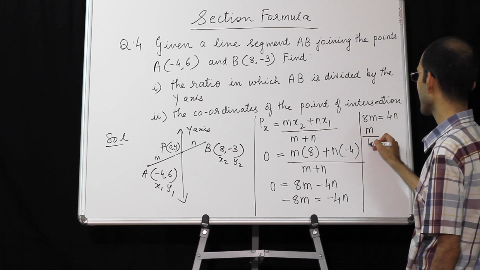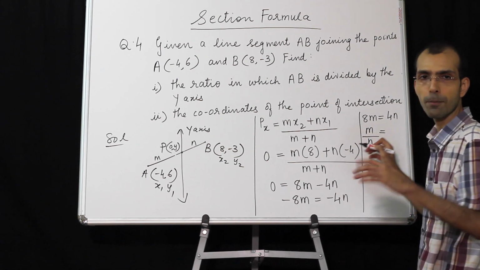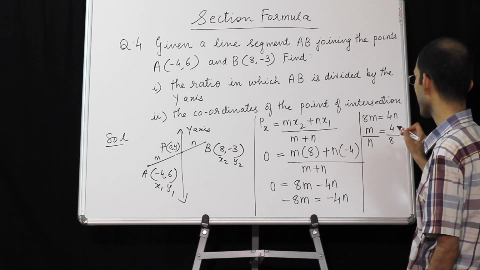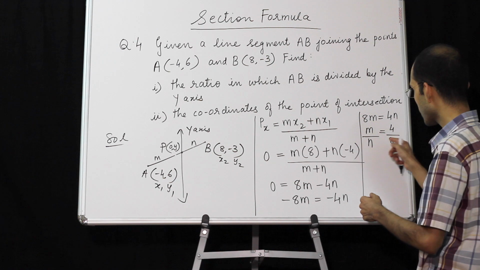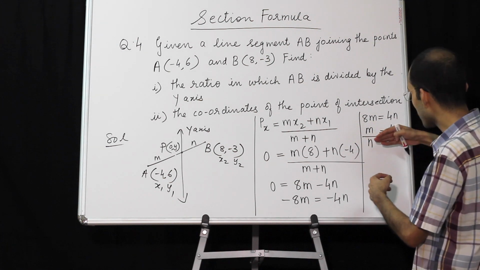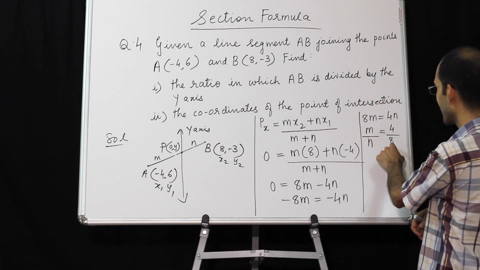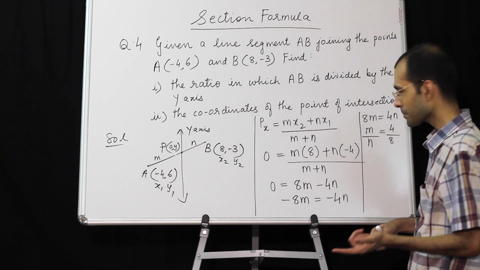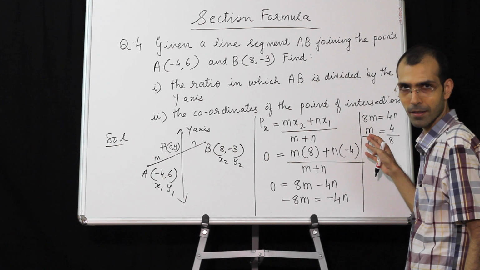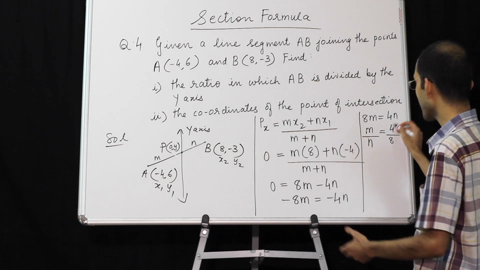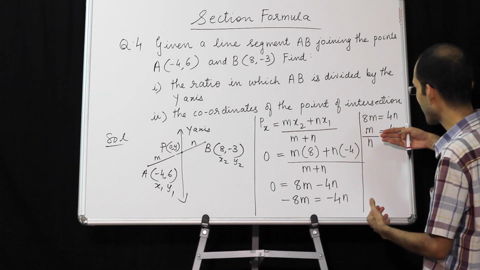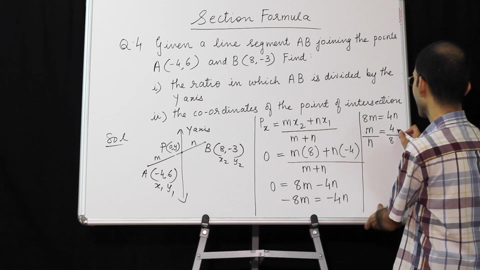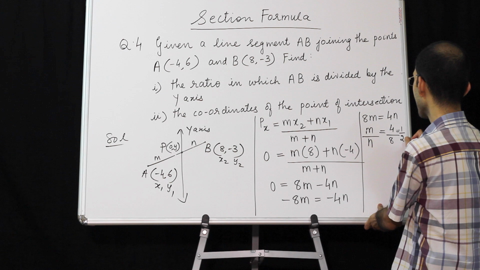Now m upon n will be 4 upon 8 or 8 upon 4. Observe, it will be 4 upon 8. In case you have some doubt, cross multiply and see. You should get the previous step. 8 into m is 4 into n. Yes, we have got it. If you had written 8 upon 4 and cross multiplied, you will not get the previous step, indicating that you have made some mistake. So this will be 1 upon 2.